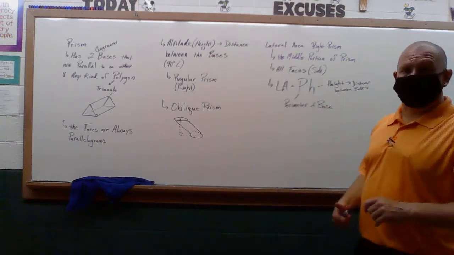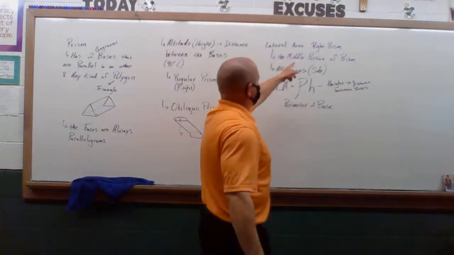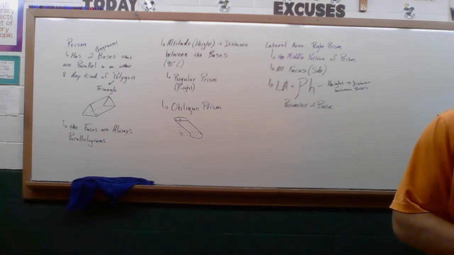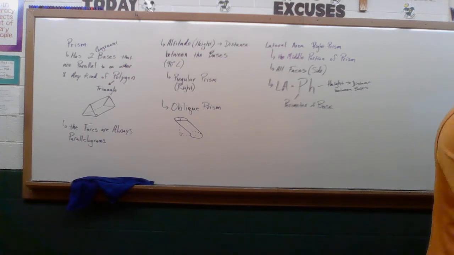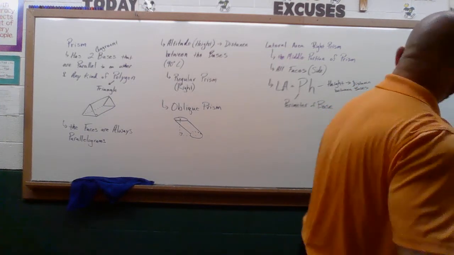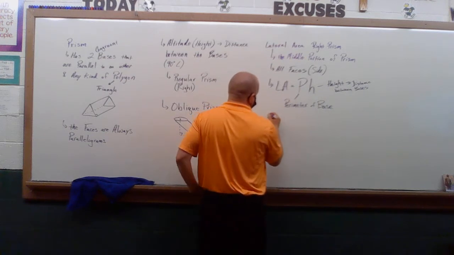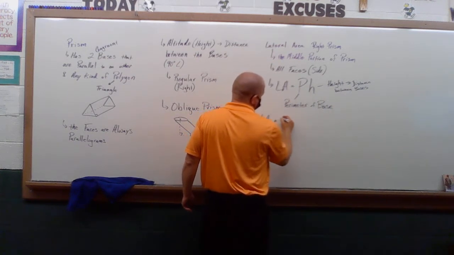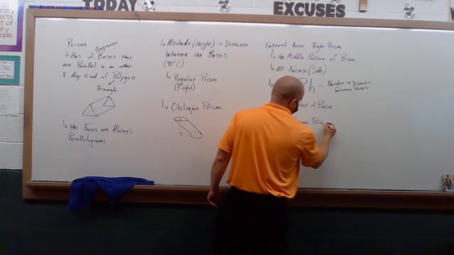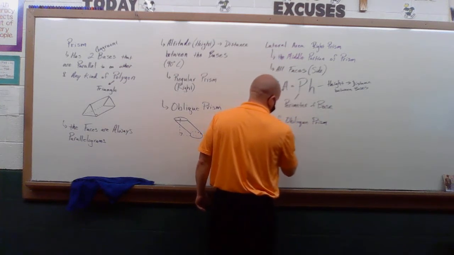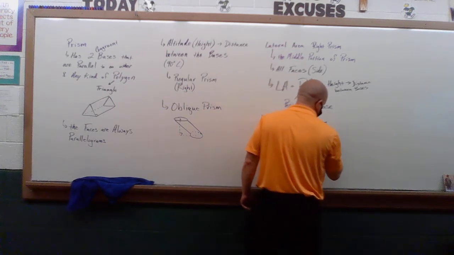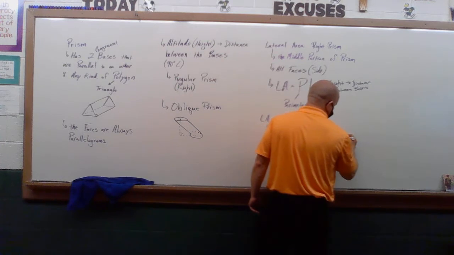Yeah? So, lateral area. If I don't have a right prism, meaning they don't go straight up and down. Okay? It's slanted, it's oblique. That means I have to find the area of every single part of the inside. Okay, so this is for right prisms. If I'm going to find the lateral area of oblique prisms, I'm simply going to find the area of each face and add together.